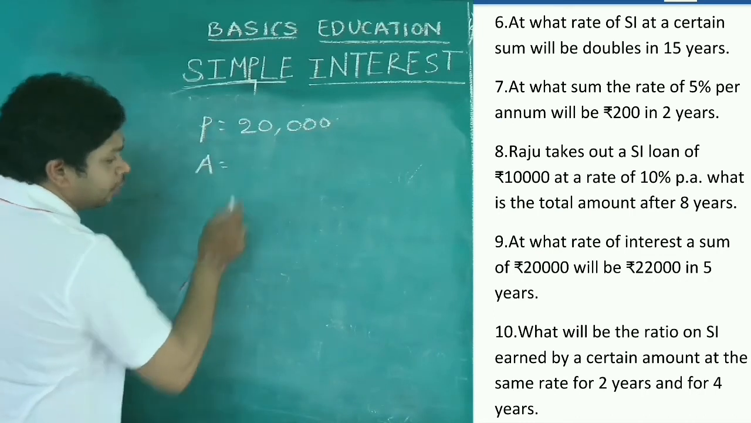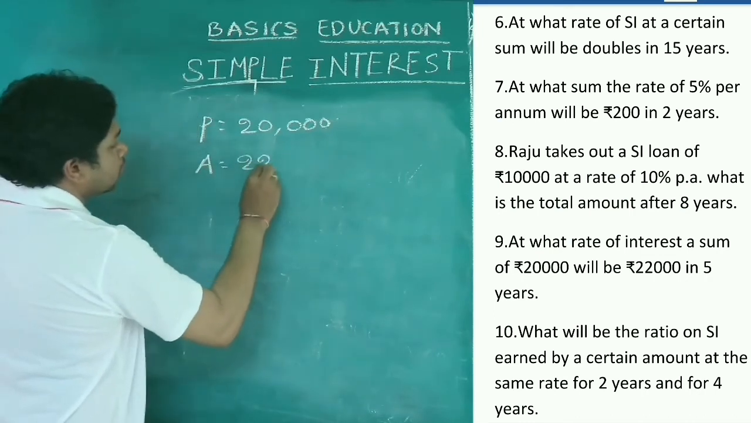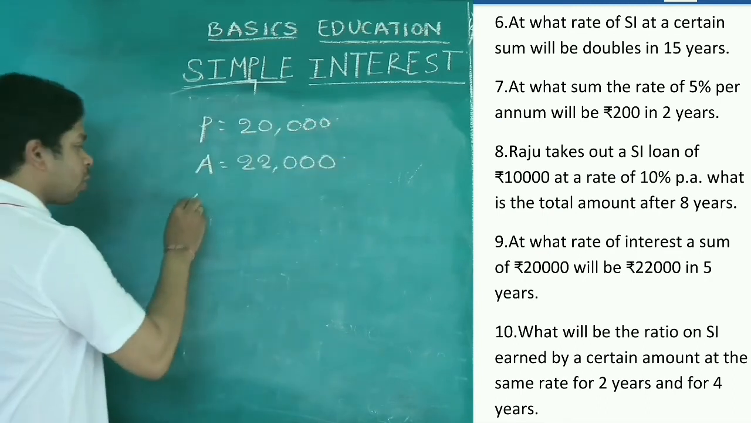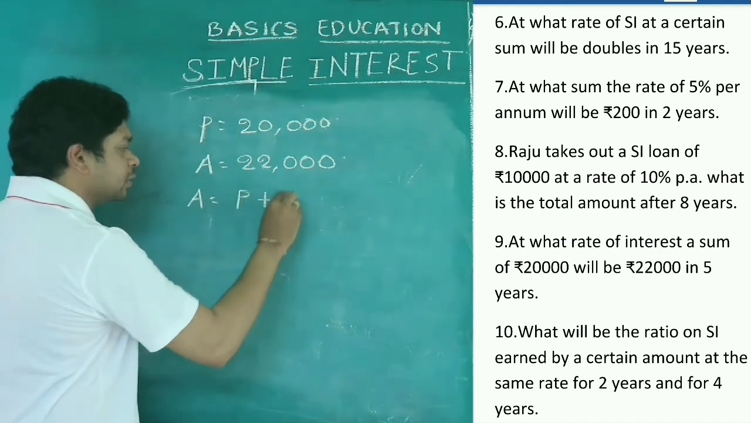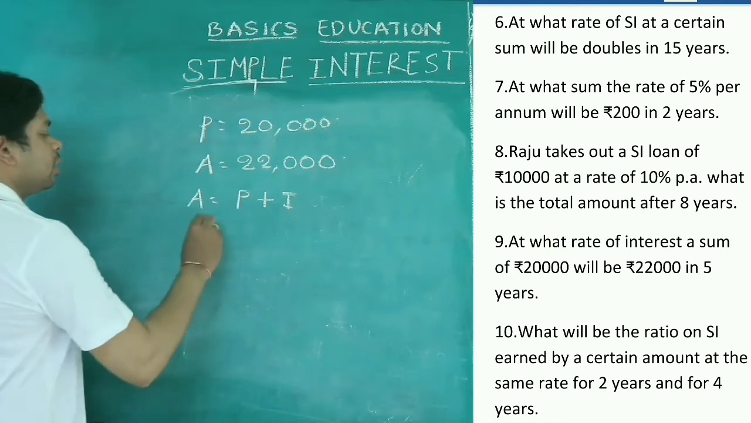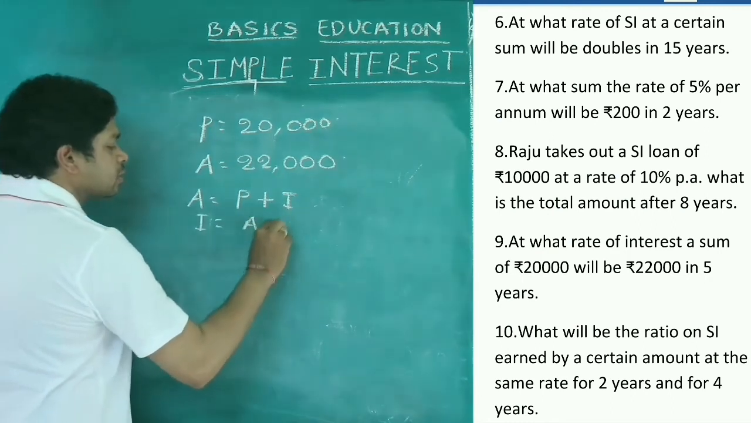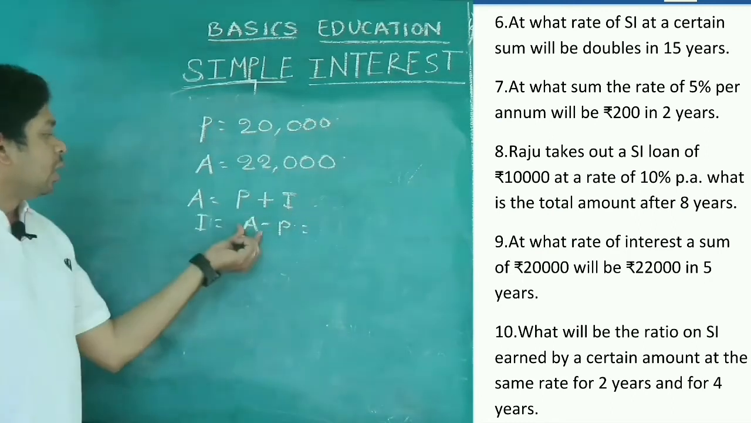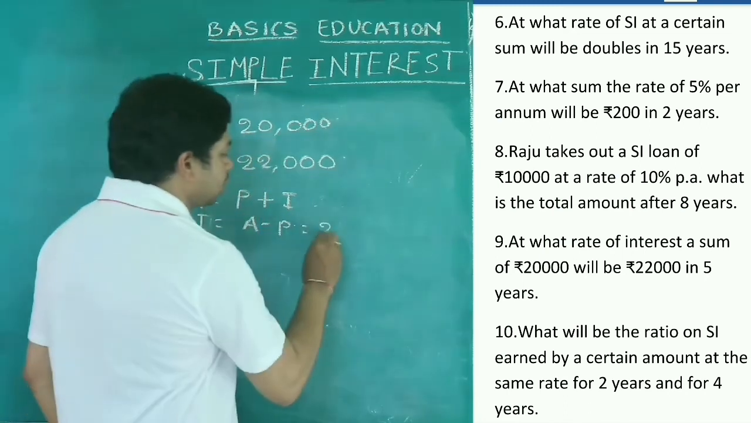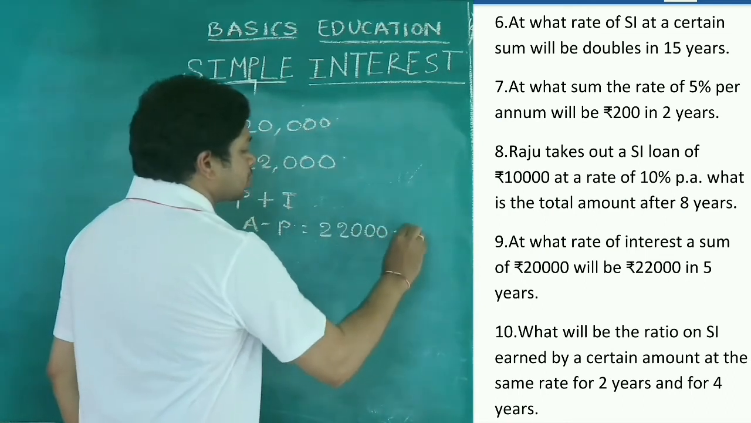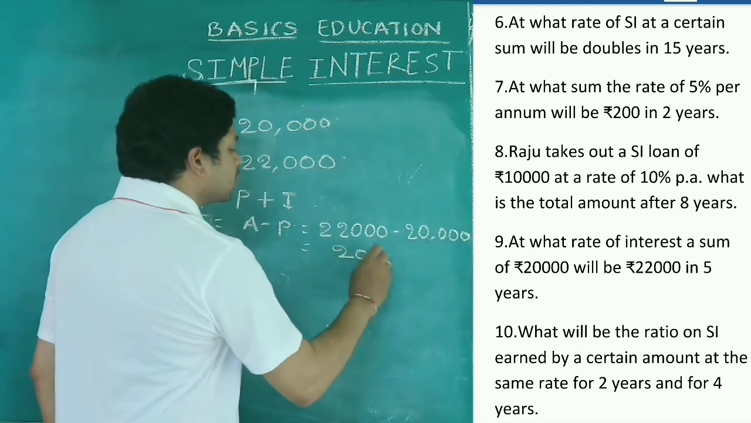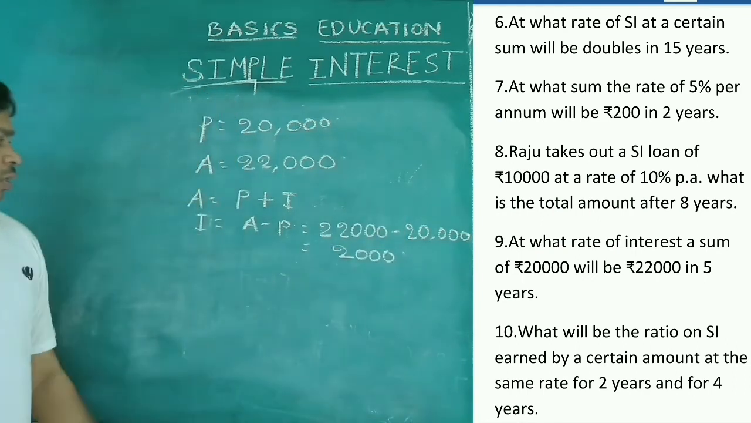22,000 rupees. So we know clearly that the total amount is equal to principal plus interest, and we have to calculate the interest. Then I equal to A minus P, then the amount is 22,000 rupees and the principal is 20,000 rupees, that is 22,000 minus 20,000, then we will get 2,000 rupees as interest after 5 years. Okay, then we have to calculate what is asked from the data, at what rate.